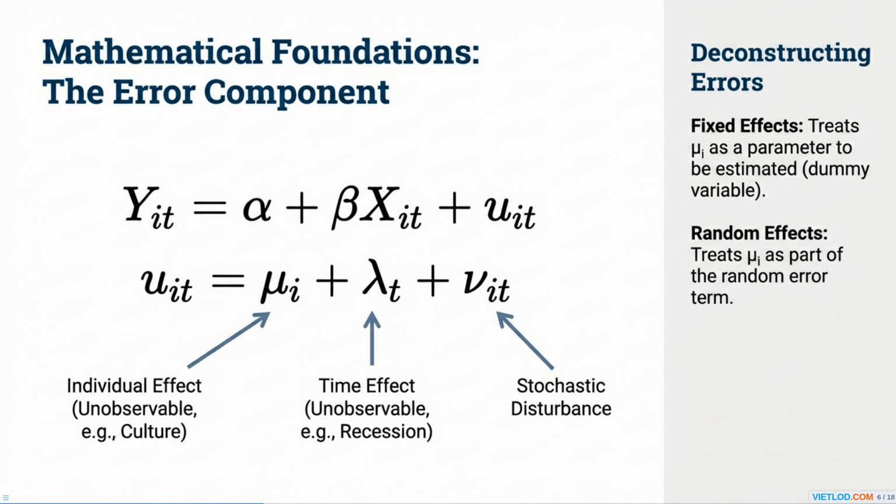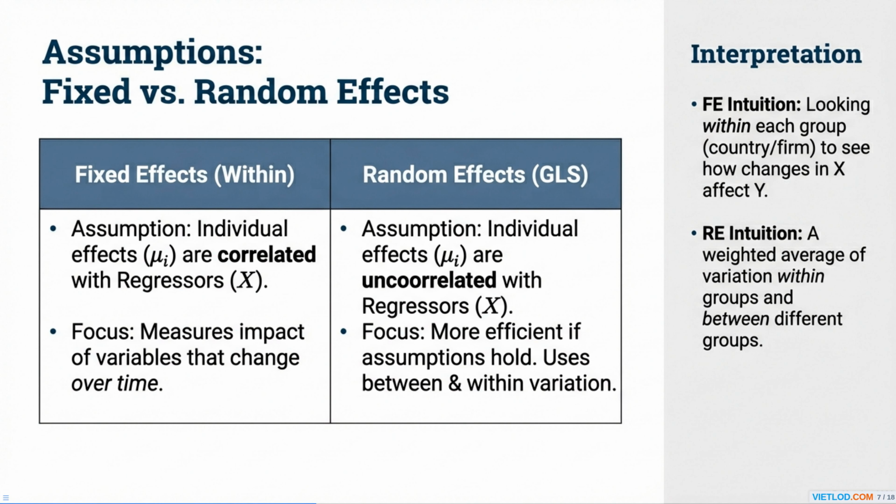Finally, nu IT is the stochastic disturbance, which is the traditional idiosyncratic error term, representing random noise unique to each observation. The way we treat the individual effect, mu I, is what differentiates between fixed effects and random effects models. In fixed effects, we treat mu I as a parameter to be estimated, essentially as a dummy variable for each individual. This is appropriate when mu I is correlated with the regressors. In contrast, random effects treats mu I as part of the random error term itself, assuming it is uncorrelated with the regressors.